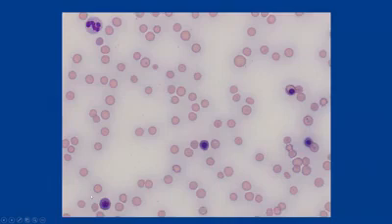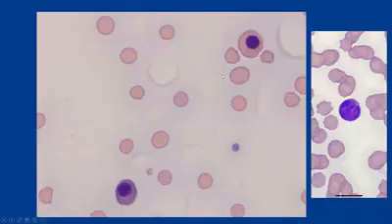Other things that I'm noticing are these nucleated cells right here. And you may be asking yourselves, well, what are these? They kind of look lymphoid, but they kind of don't look lymphoid. The color's a little bit weird. What's going on? Let's take a closer look.